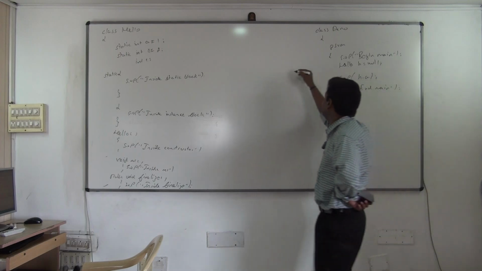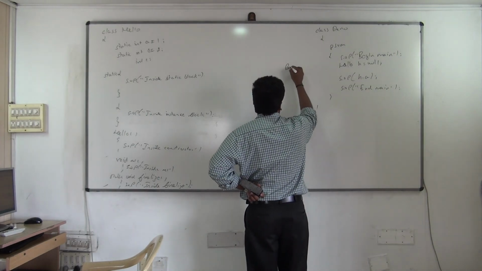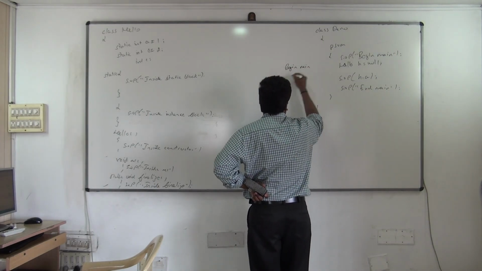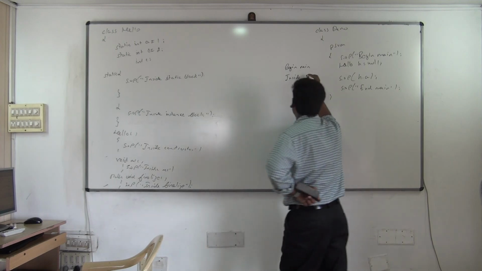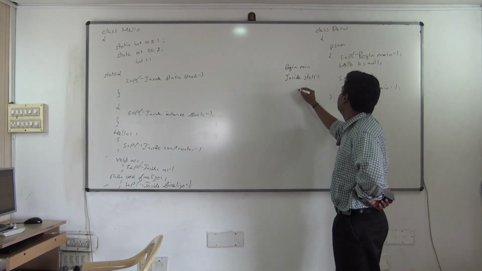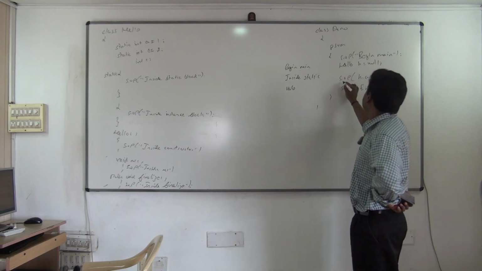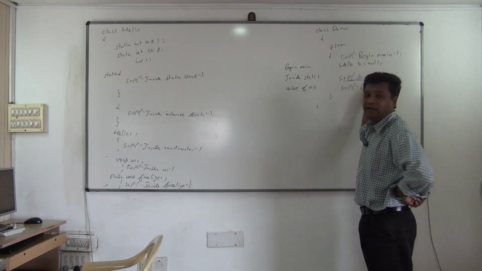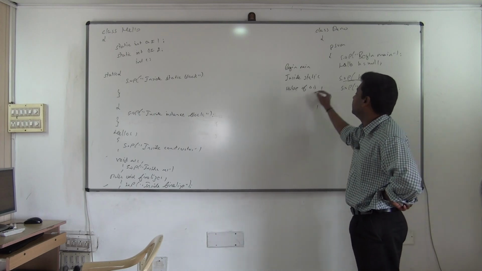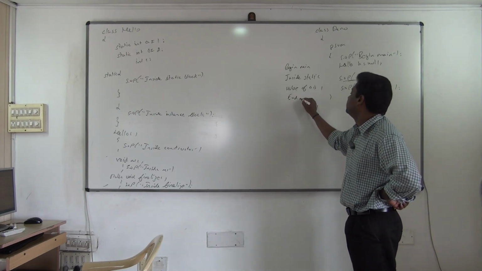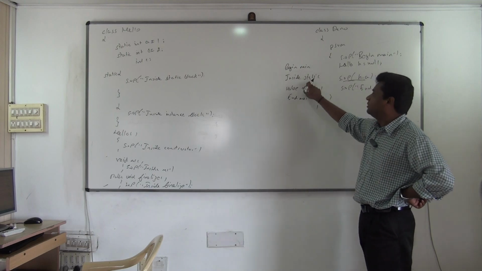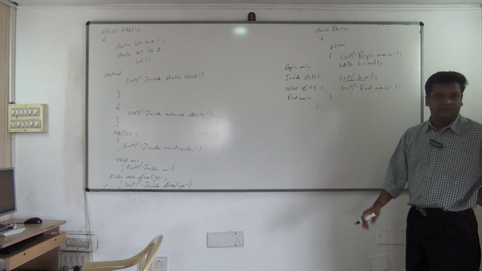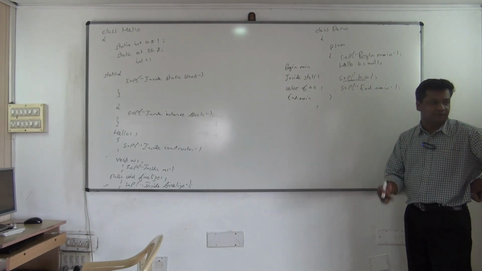The output you can predict here is begin main, inside static, then the value of A, that is, write "value of A is", it will print 1, then it will print end main. So this extra print will come, which one? Inside static. You know the other three, it will print, but you can see the extra output.